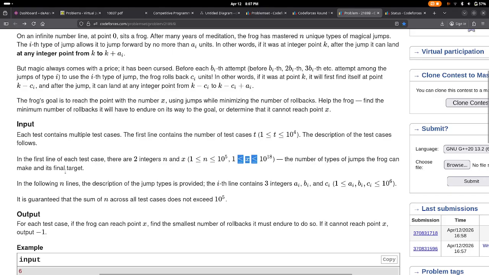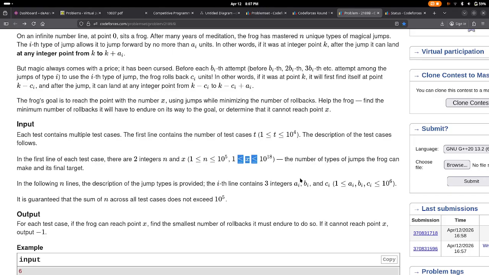How is the format of the input? First of all, we will have n and x, and for each test case, each line should contain ai, bi, and ci. Now, what was the meaning of ai? ai represents the maximum amount of jump. bi represents the number of attempts, and ci represents the rollback.